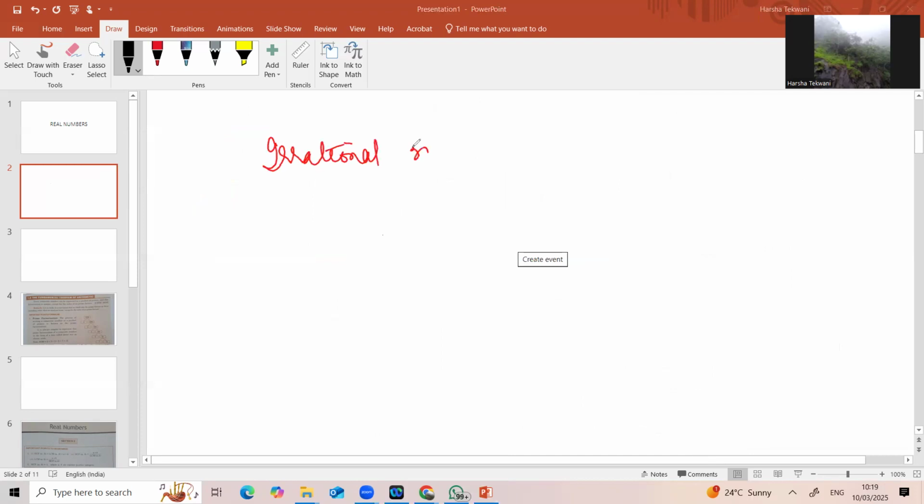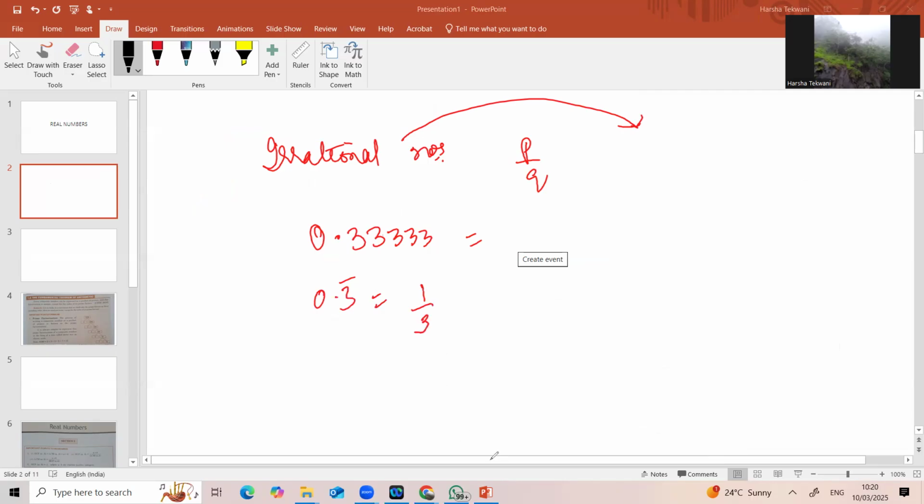Irrational numbers are something which cannot be expressed in the form of p by q. They neither terminate nor do they recur. At least this 0.333333, even though it is recurring, I can still express it in the form of 1 by 3. I can still express it as a fraction. But irrational numbers I can't; neither do they recur, nor do they terminate, nor do they have a pattern.